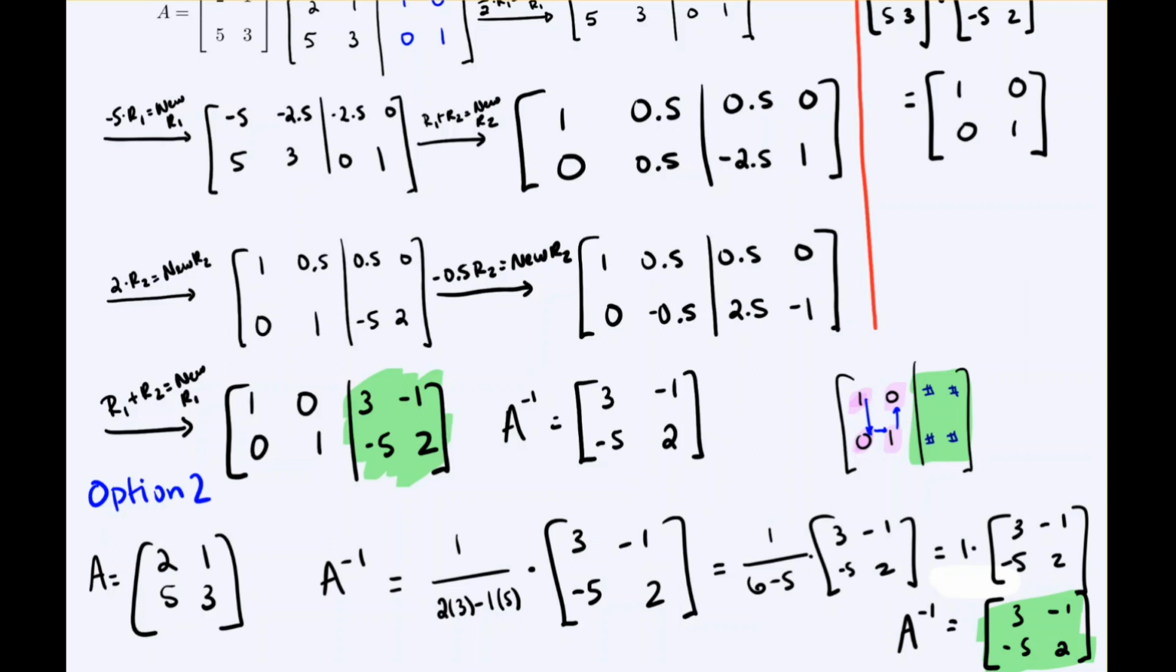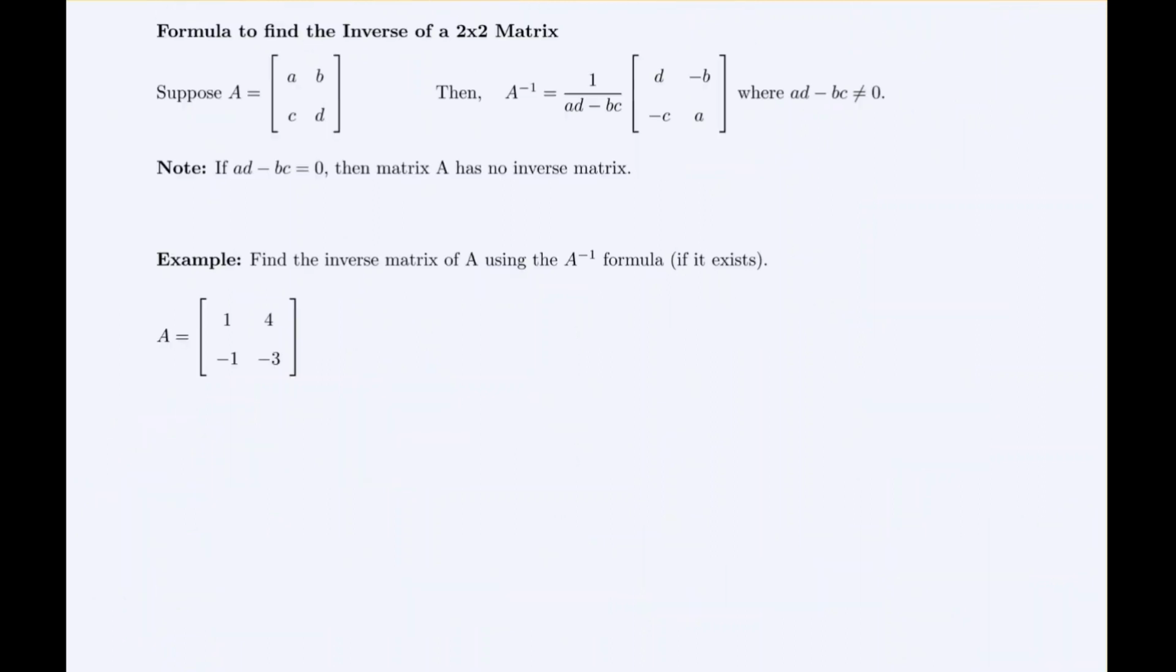Now I think from this we'd agree that option 2 is a lot faster. But it's still important to know how option 1 works, particularly whenever we'd like to look at a matrix of a 3 by 3. Because we have this nice formula for a 2 by 2, but we don't have as nice of a formula for a 3 by 3 inverse matrix. So let's practice this again.